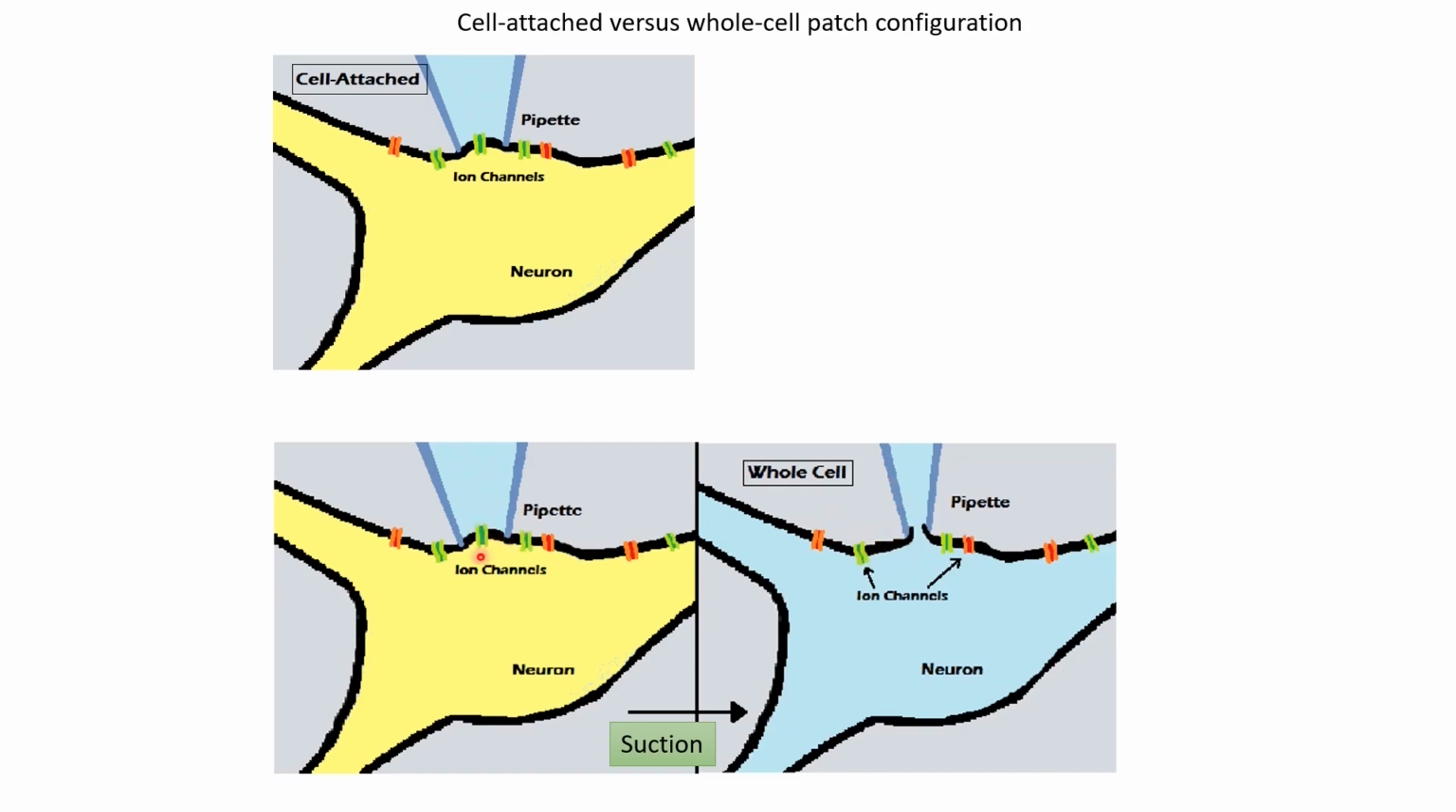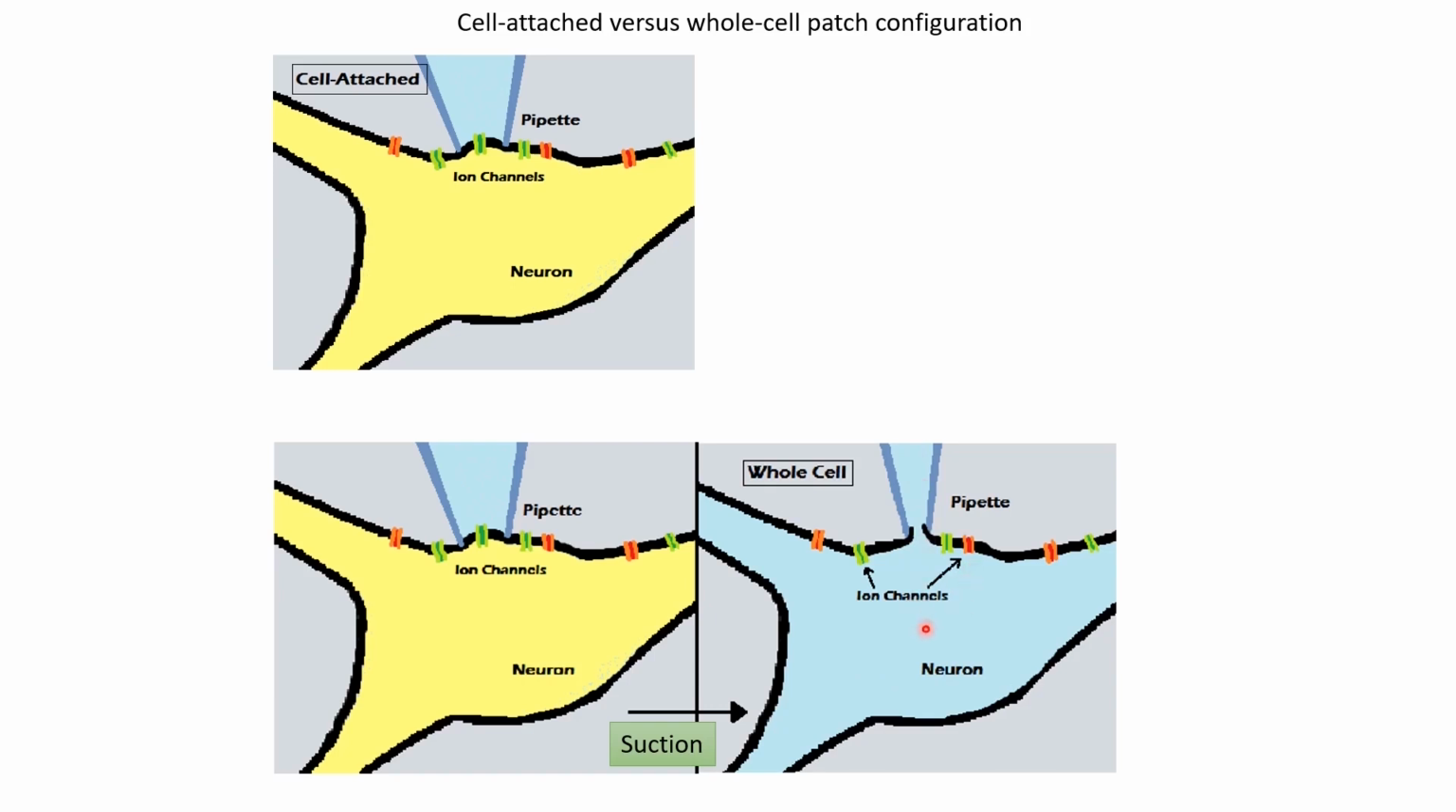And the result of that strong suction is that this membrane can break at this point, and what you get is a hole here, so that the inside of the neuron, the cytoplasm, becomes continuous with the inside of the pipette. And what that allows is that now we can measure the membrane voltage, because whatever change happens in the voltage of the neuron, that can be detected by the pipette.